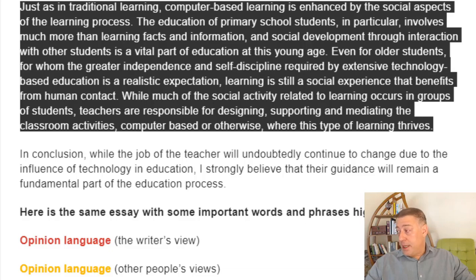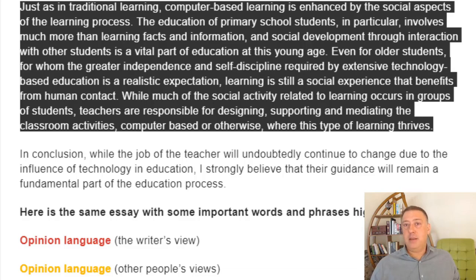While much of the social activity related to learning occurs in groups of students, teachers are responsible for designing, supporting, and mediating classroom activities, computer-based or otherwise, where this type of learning thrives. So again, I'm saying, sure, social learning isn't only a function of the teacher. It happens in groups of people, but teachers have a role in designing those types of situations and monitoring them and making sure that everything happens.